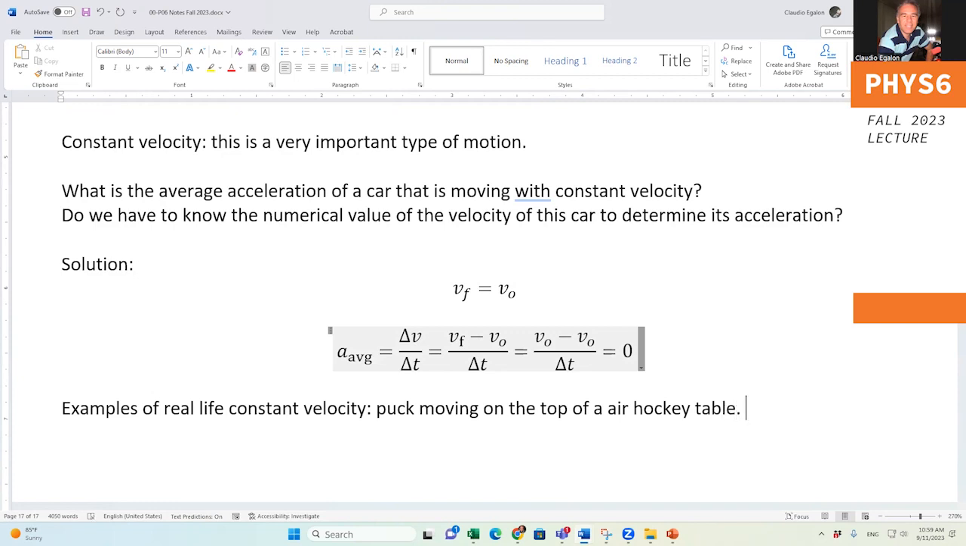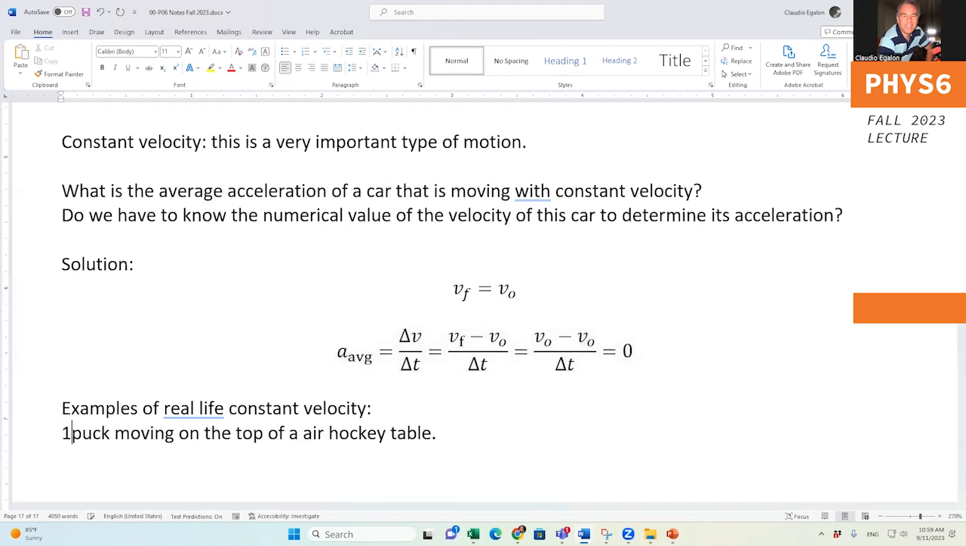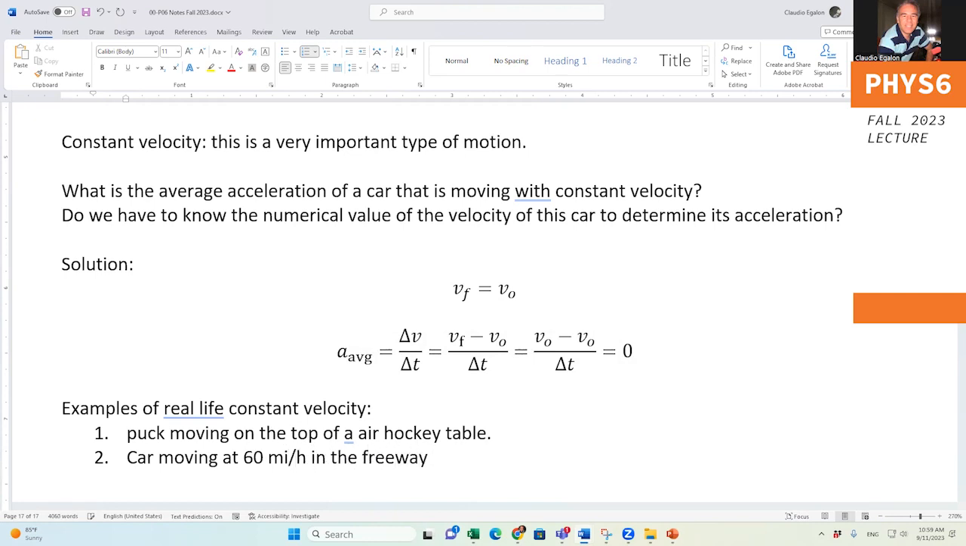Right? You give a little push to the puck, do not touch it anymore, and until it hits the other side of the table, it's going to move with constant velocity. You can also think of a car moving at 60 miles per hour on a straight stretch of the freeway. There's another one.